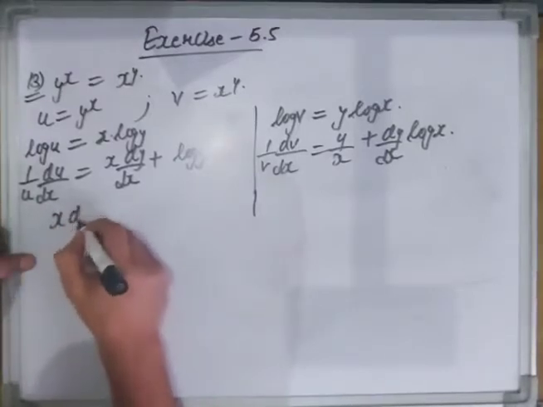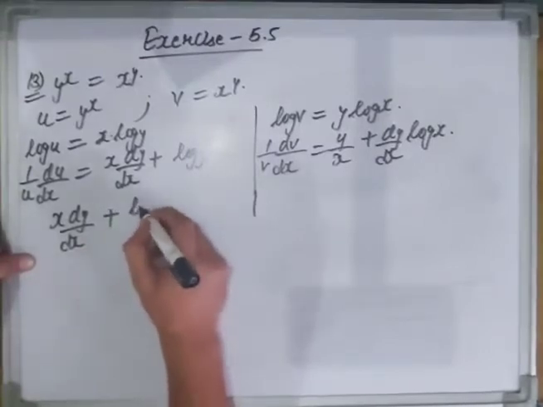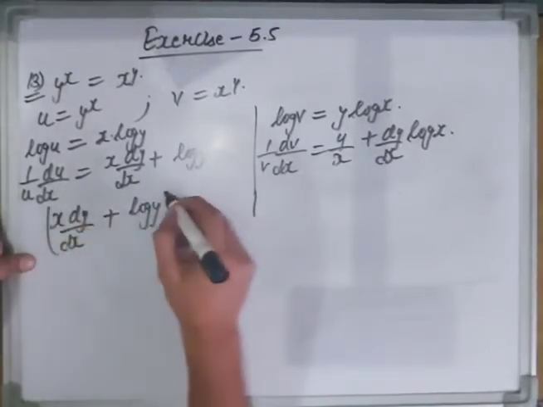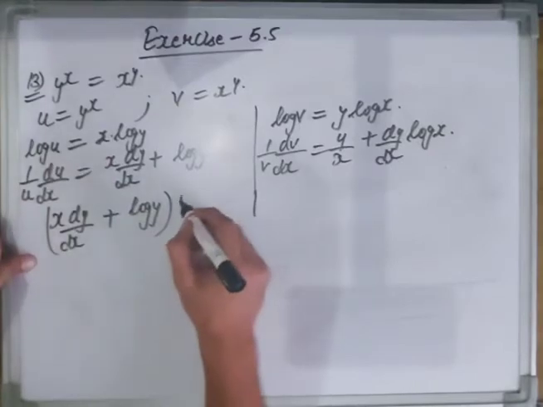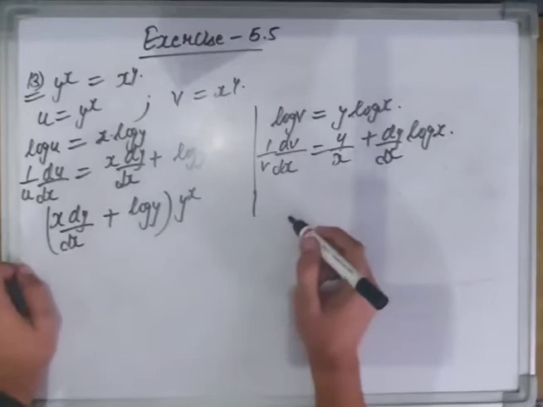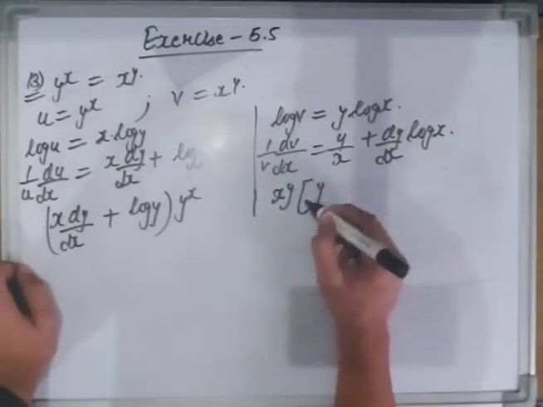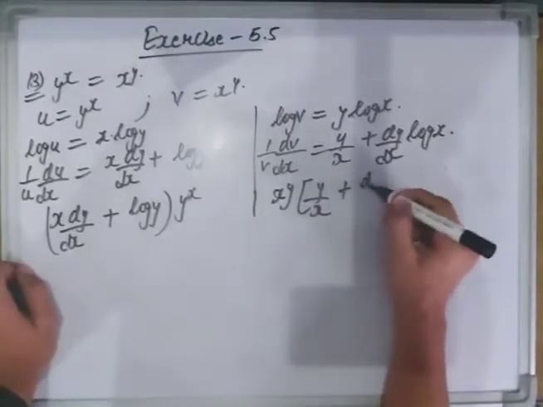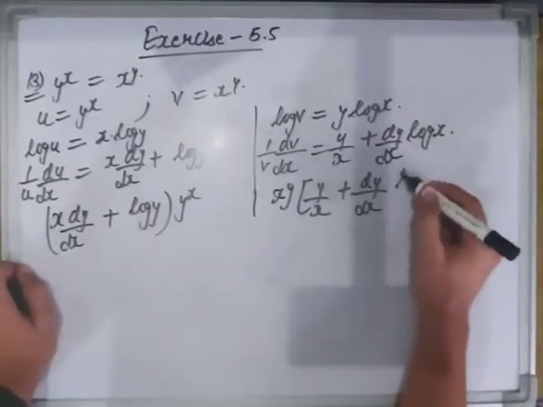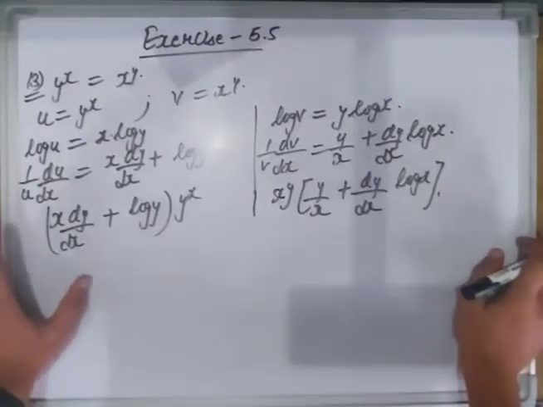We have x dy upon dx plus log y in multiplication with this u, which is y raised to the power x, and the value of v is x raised to the power y, into y by x plus dy upon dx log x. Okay, what you need to find out? You need to find out the value of dy upon dx.